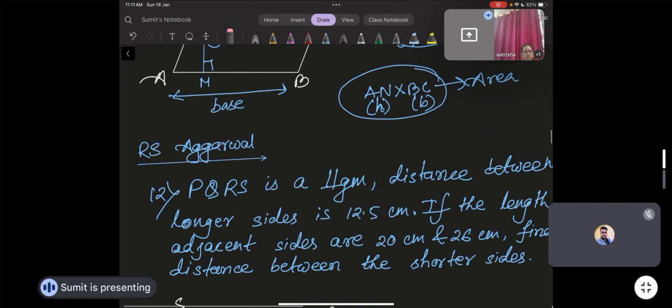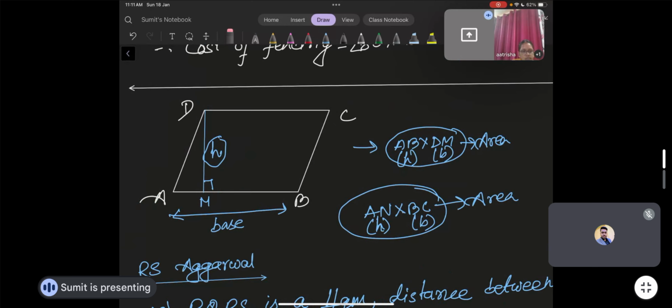Adjacent sides are given as 20 and 26. So which one will I take as 20, and which as 26? Over here, which one is the longer? AB. So AB I will take as 26. And the adjacent side, either AD or BC, will be taken as 20.